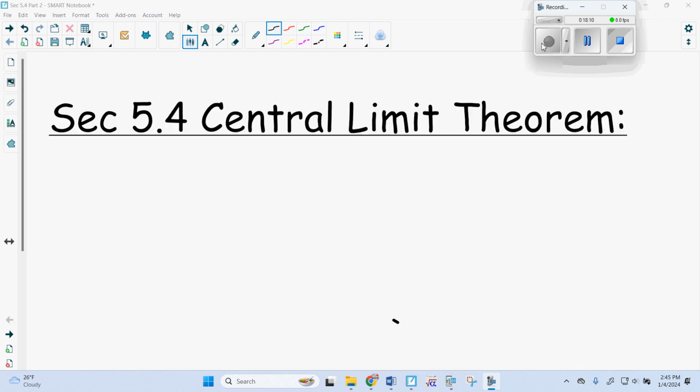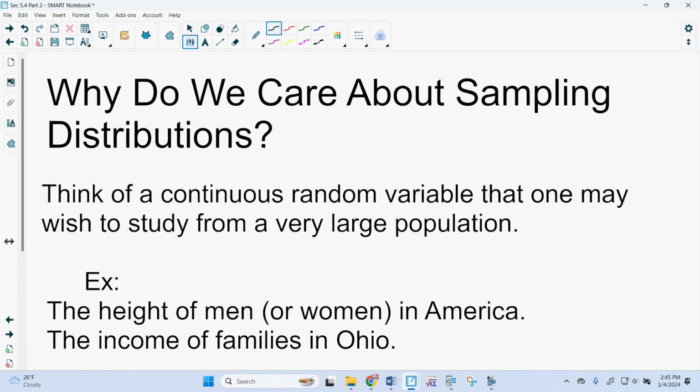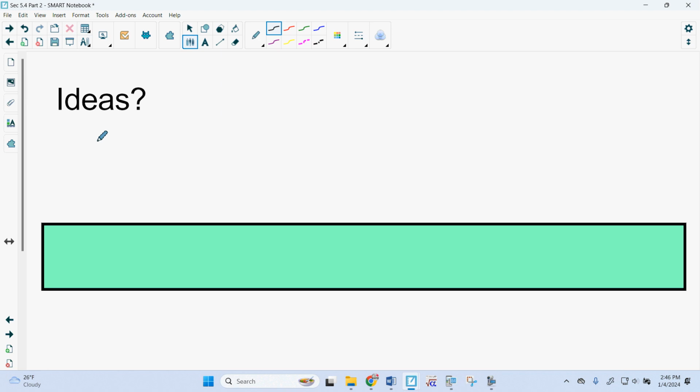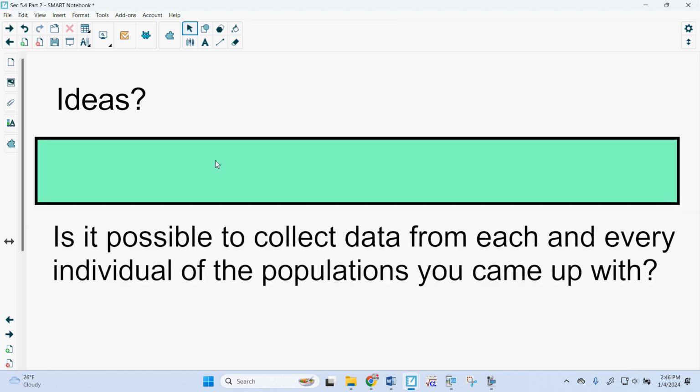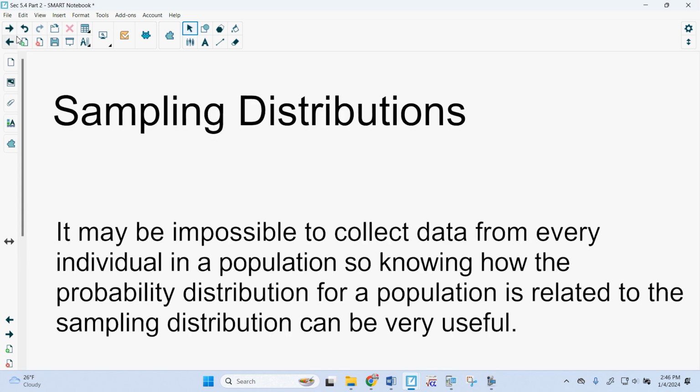Let's continue and look at the central limit theorem. So we're going to build off the first part of this video where we talked about a sampling distribution, and this is going to lead us into the central limit theorem. As we talked about last time, why do we care about sampling distributions? Well, if we think of a continuous random variable from a population we want to study, we can't necessarily sample huge amounts of people, right? So we want to think of a way we can possibly do that with our sampling distribution.